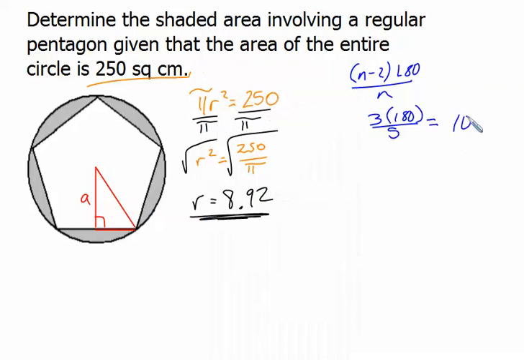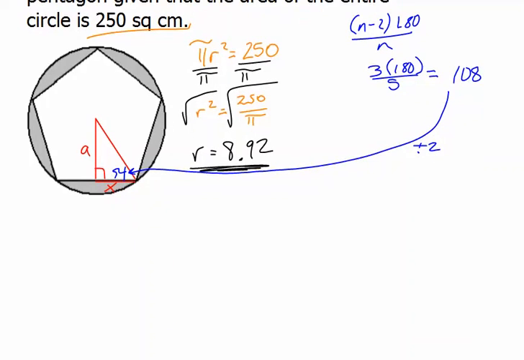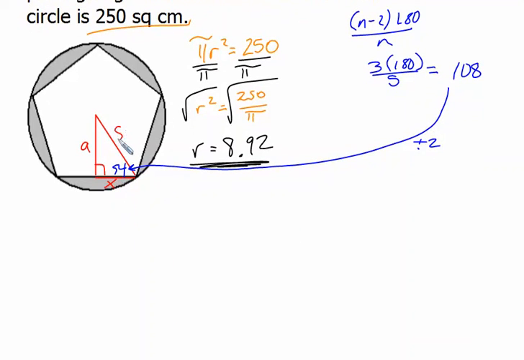So this came out to be 108, but when we split it in half, we got 54 degrees. Now I'm also going to call the bottom part of that triangle x. So now we'll get a little involved with the trig. 8.92 is the radius. That goes from the center to the circle itself. So the 8.92 is the hypotenuse.